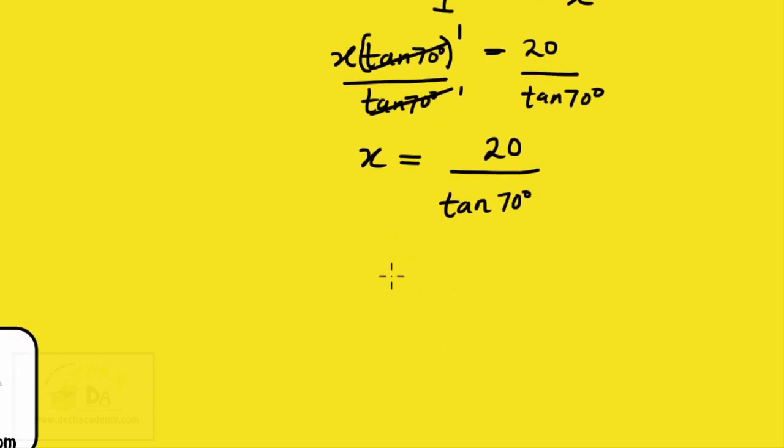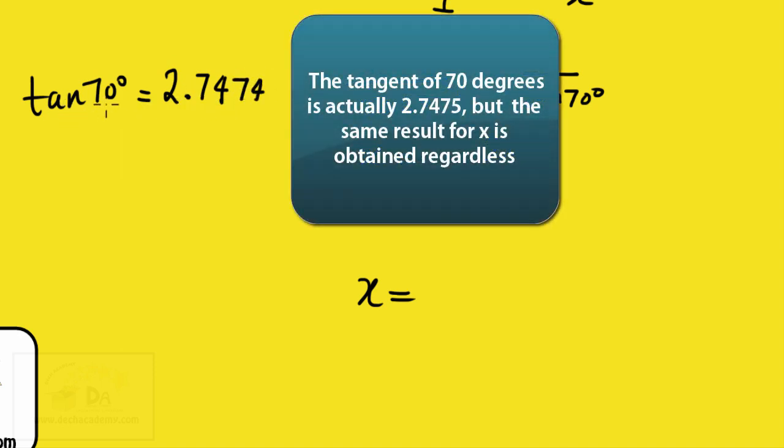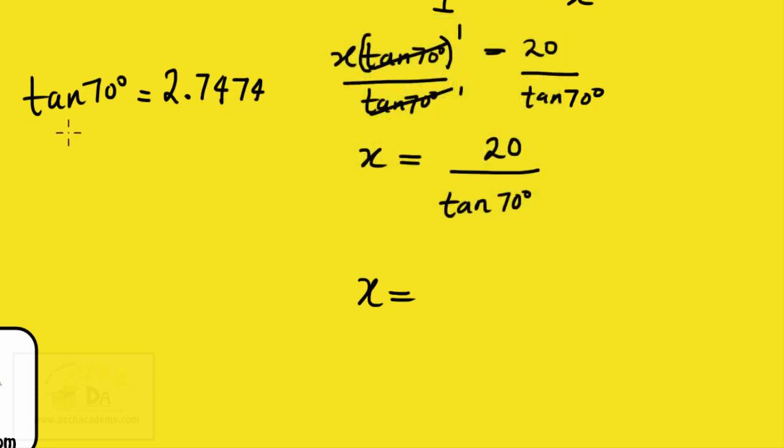Now from your calculator, you can work out that the tangent of 70 degrees is equal to 2.7474. The reason why I've written the tangent of 70 degrees to 4 decimal places is just so that I can get a very accurate result. Now in the final result, you see that I don't use 4 decimal places, I use just 1 or 2 decimal places.